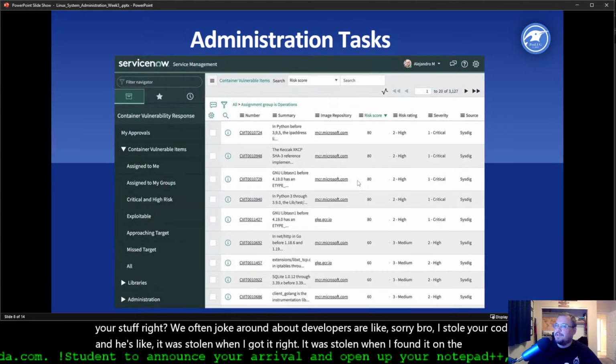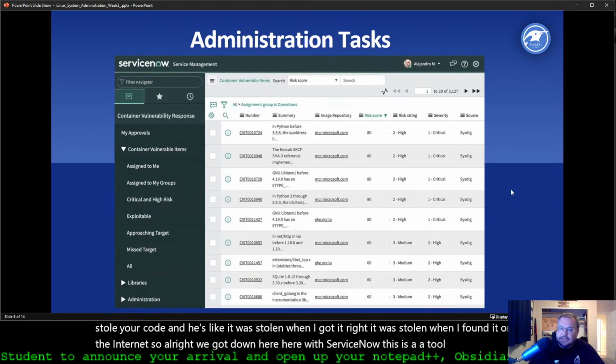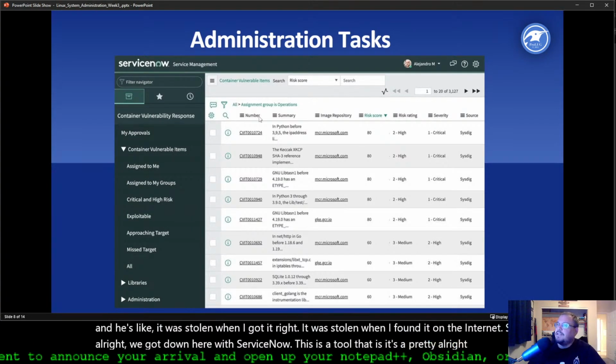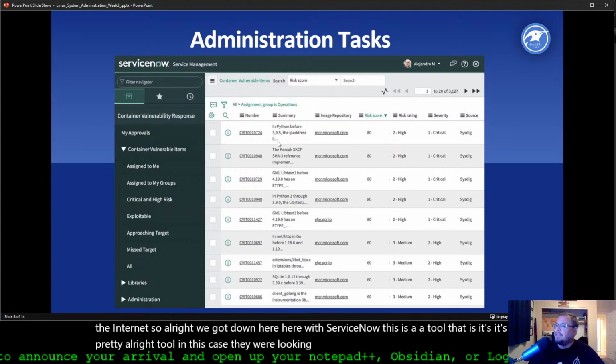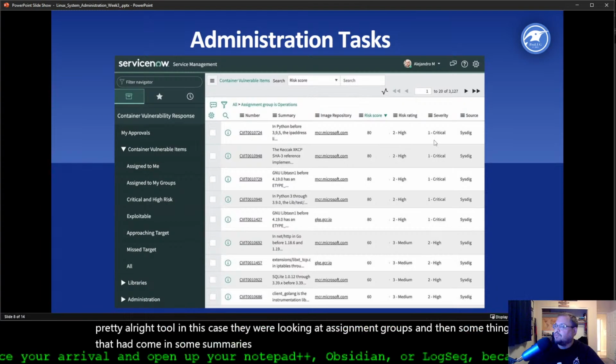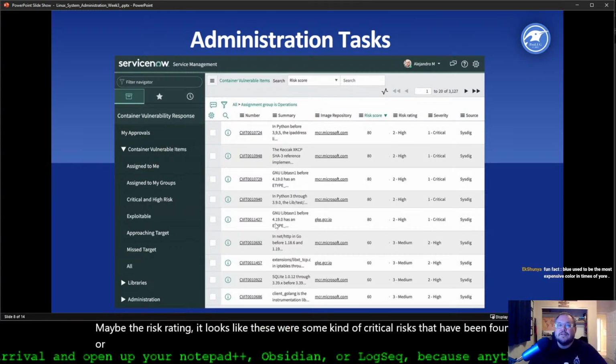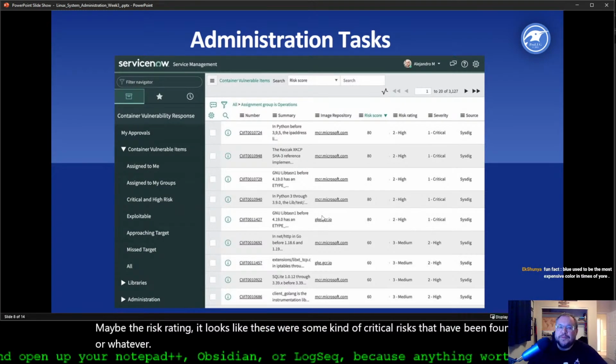So, all right. We got down here. Here was ServiceNow. This is a tool that is a pretty all right tool. In this case, they were looking at assignment groups and then some things that had come in, some summaries, and then maybe the risk rating. It looks like these were some kind of critical risks that have been found or whatever. Blue used to be the most expensive color.